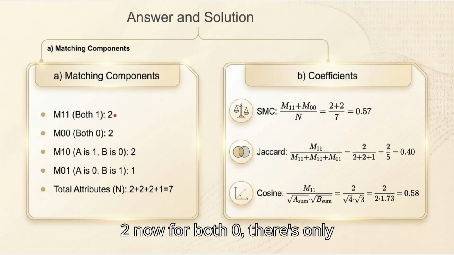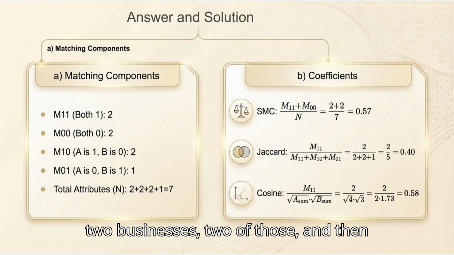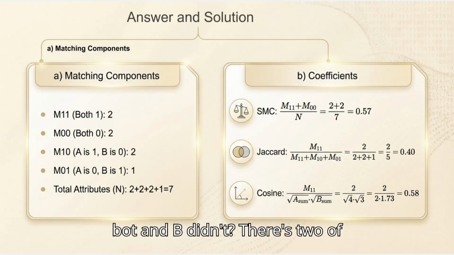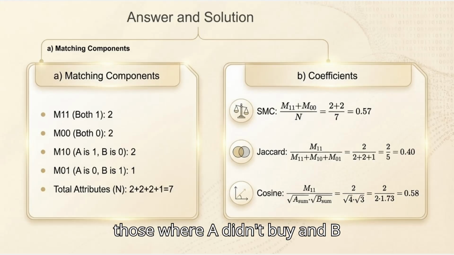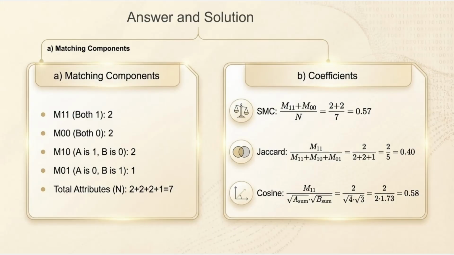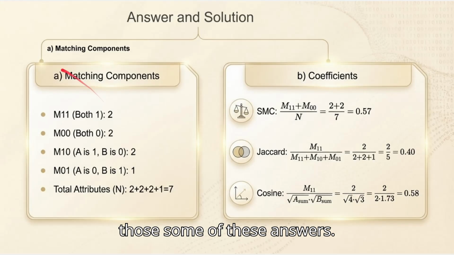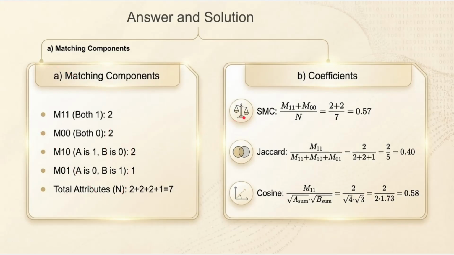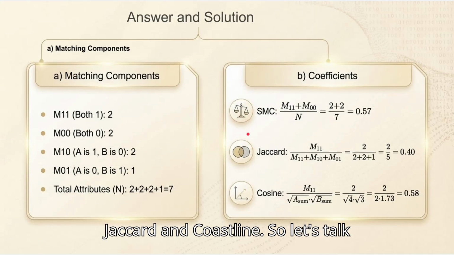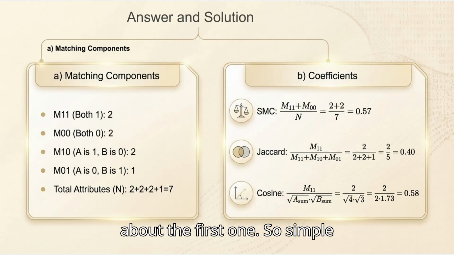Now for both zero, there are only two instances of those too. And then the mixed matches: where A bought and B didn't, there are two of those. Where A didn't buy and B did, there's only one of those. Totaling seven, right? So that's that for part A. Now for part B, we took some of these answers and plugged them into SMC, Jaccard, and cosine. So let's talk about the first one.